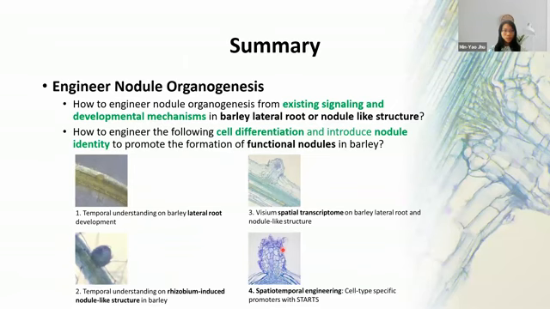So today I told you about the two questions that we are trying to answer in the nodule organogenesis process, and also the four projects that I'm currently working on to help us understand these questions and for the further engineering process.